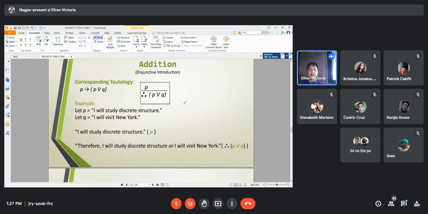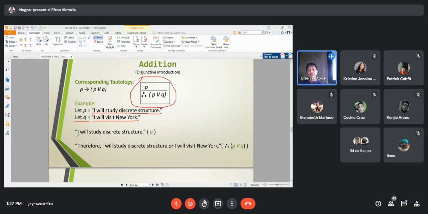Okay, so addition. The corresponding tautology: if P, then P or Q. So ito yung form natin. Let P, I will study discrete structure. Let Q, I will visit New York. So construct the following propositional variable into argument using addition form.